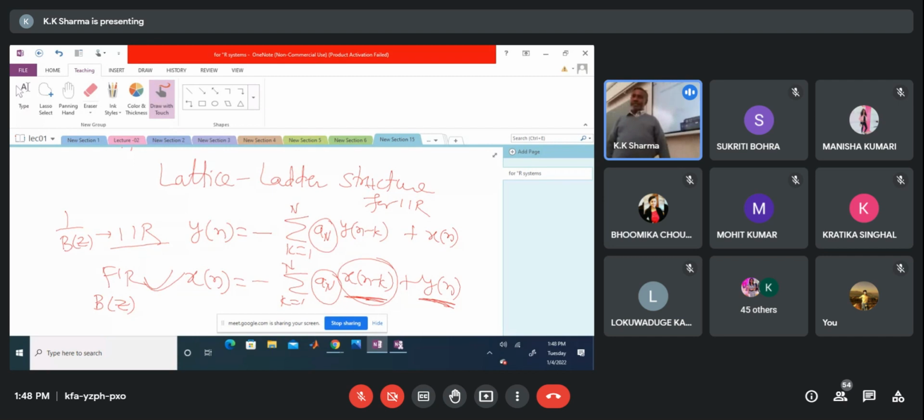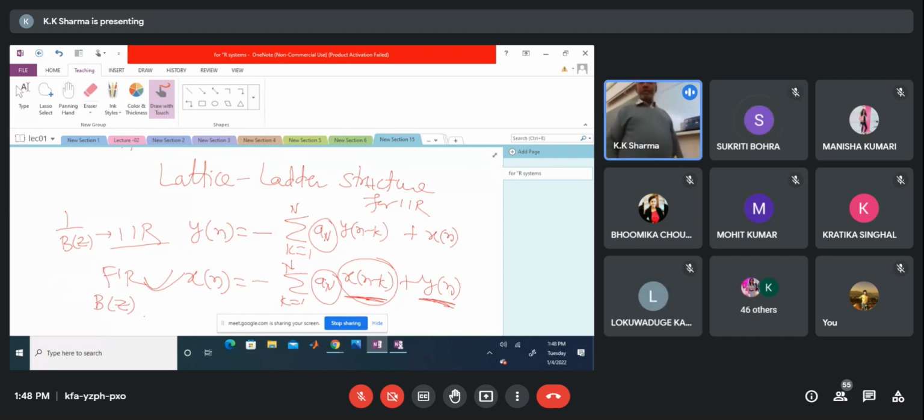So just by interchanging the role of input and output node, an FIR filter can be converted into an IIR system which does not have a numerator polynomial. Is that fine?